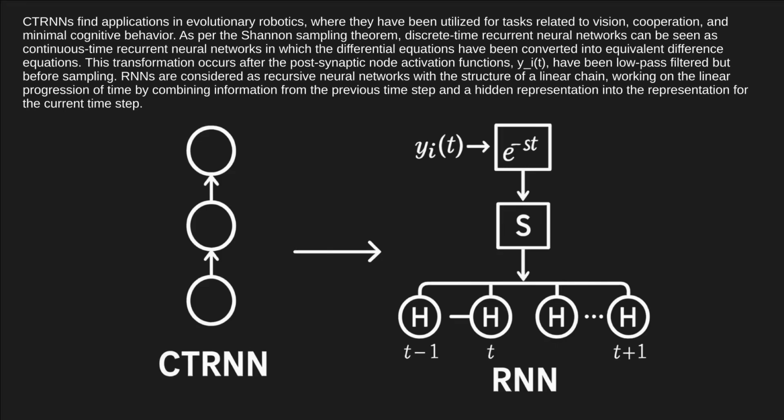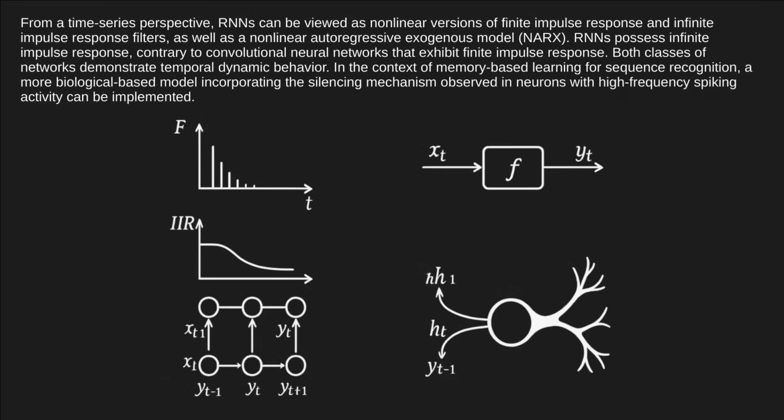RNNs are considered as recursive neural networks with the structure of a linear chain, working on the linear progression of time by combining information from the previous time step and a hidden representation into the representation for the current time step. From a time series perspective, RNNs can be viewed as nonlinear versions of finite impulse response and infinite impulse response filters, as well as a nonlinear autoregressive exogenous model, NARX. RNNs possess infinite impulse response, contrary to convolutional neural networks that exhibit finite impulse response. Both classes of networks demonstrate temporal dynamic behavior.